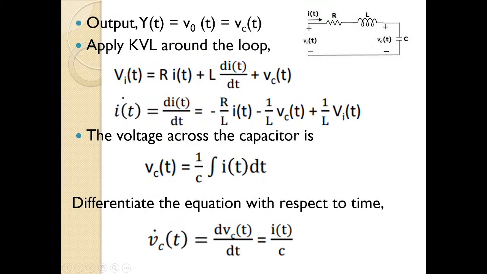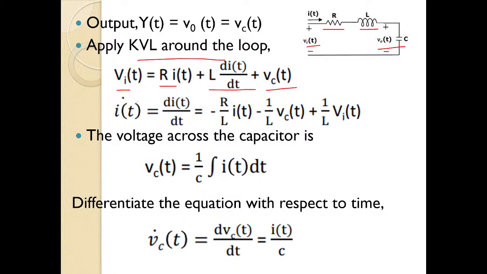So now you just apply KVL across this single loop circuit. So what is it? If you apply KVL, what is Vi of t? That is, Vi of t is equal to R into I of t plus L into di by dt plus Vc of t, or V naught of t, whatever. Okay, so I have written Vc of t, the voltage across the capacitor.